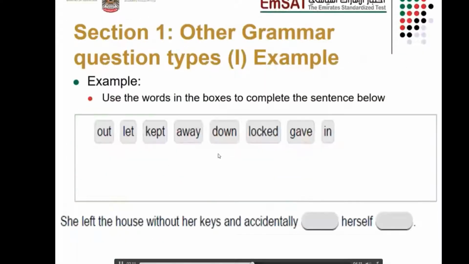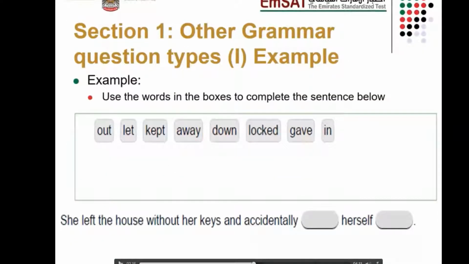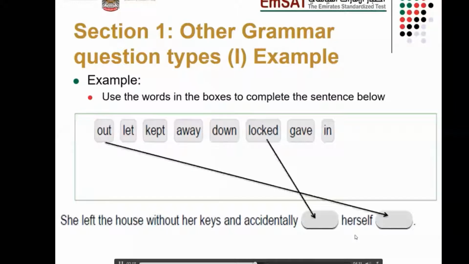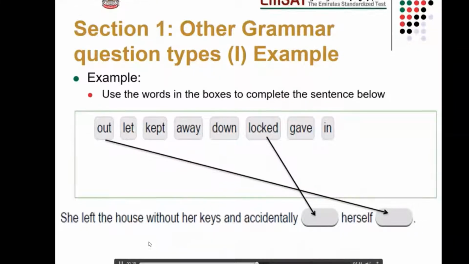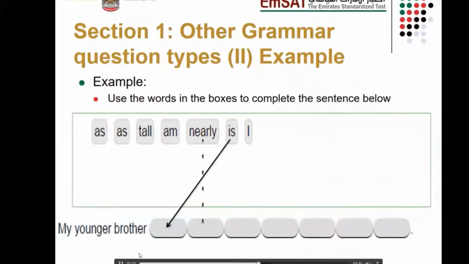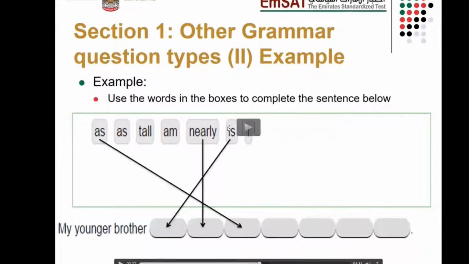Other types of grammar section. You're going to come up with drag and drop, like this question, Muhammad. You need to drag the correct word, for example, and complete this sentence. There's also drag and drop for a whole sentence. You need to reorder the words to make up a complete, meaningful sentence, okay? So the previous one is okay.